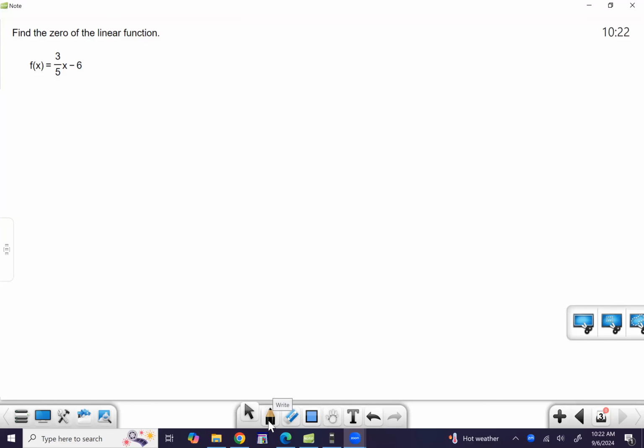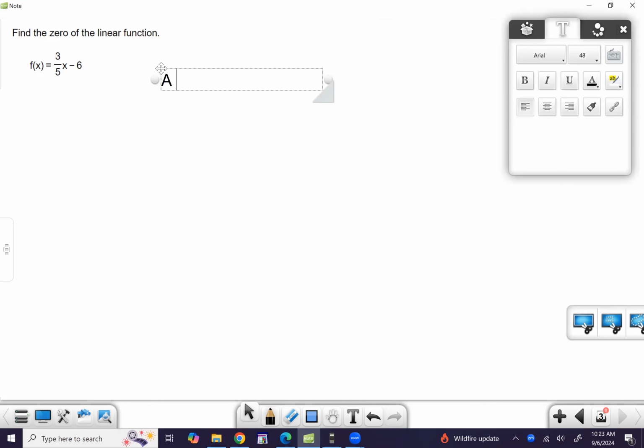All right, let's take a look at number 15. So it says find the zero of the linear function. Well, one of the things that we need to know is that a zero means that the y value is zero. It's not at all clear when you just hear that language, right? But it means that the y value is zero.